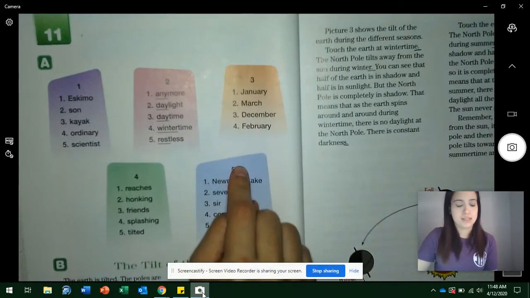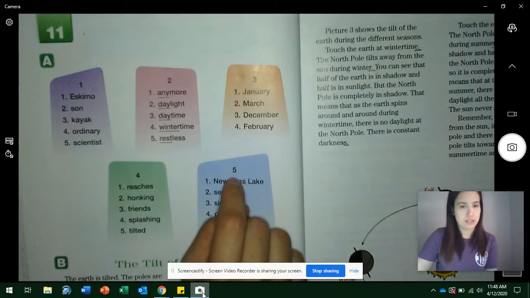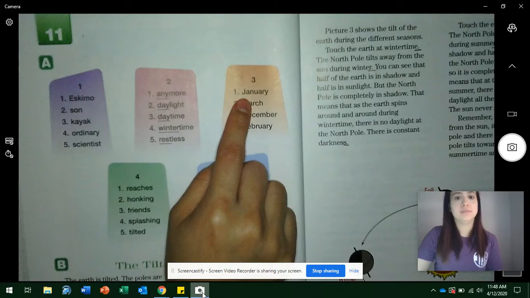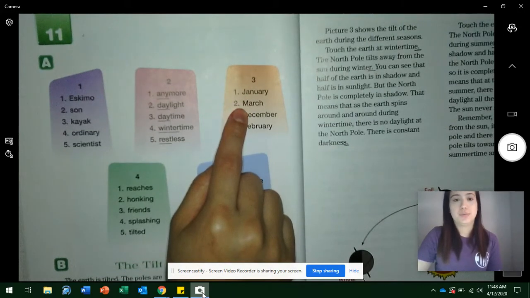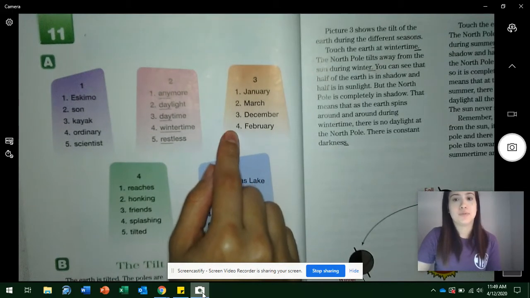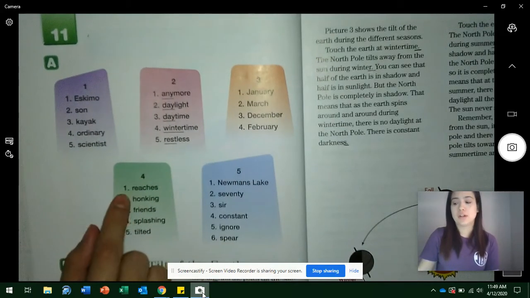These are months, and we should know our months of the year. So let's go ahead and read word one. What month? Get ready. Yes, January. Word two. What month? Get ready. Yes, March. Word three. What month? Get ready. Yes, December. Word four. What month? Get ready. Yes, February.